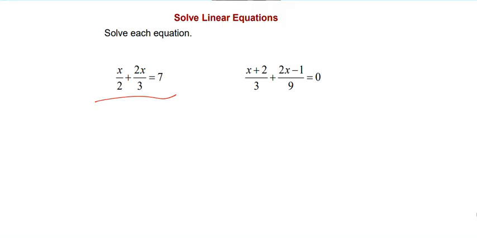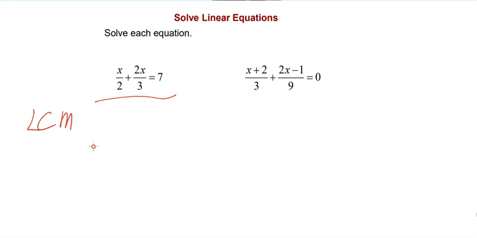Now, to solve this one, let's find what we call the LCM. LCM means least common multiple. As for our denominators, we have 2, 3, and 1 under the 7. We have 2 and 3, so let's multiply 2 times 3. That's going to be 6.